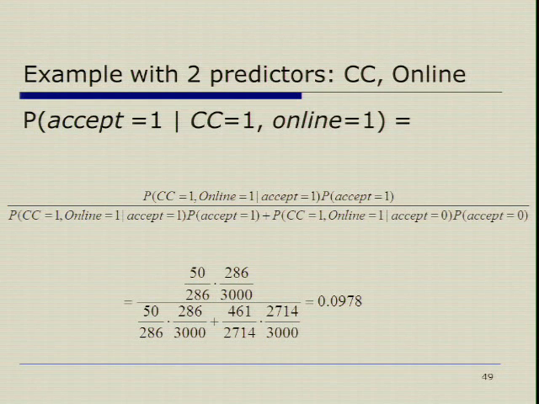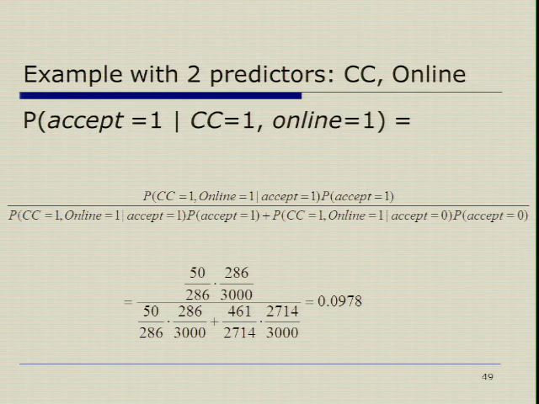You mean how did it come? That's Bayes theorem, except every time I have a B, I've replaced it by C comma D. In other words, the event B is one joint event of having a credit card account and also having an online account.